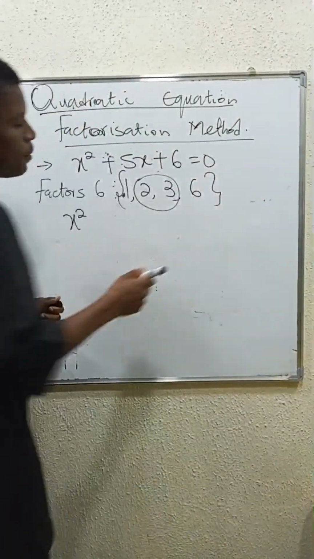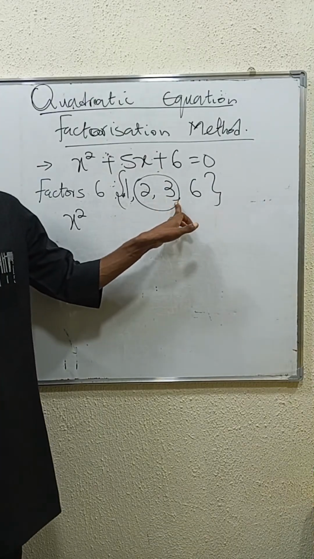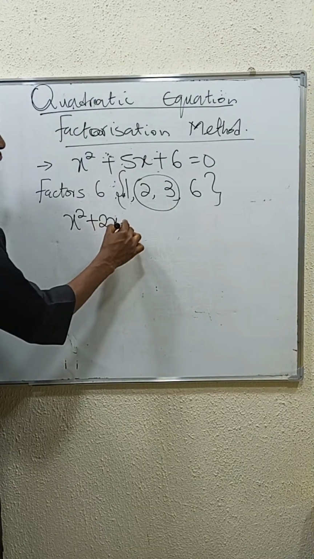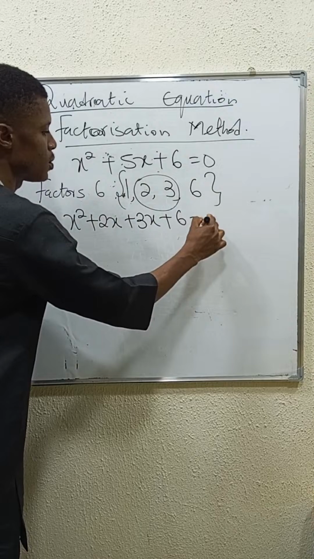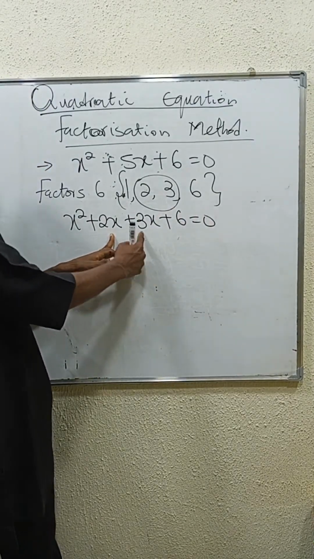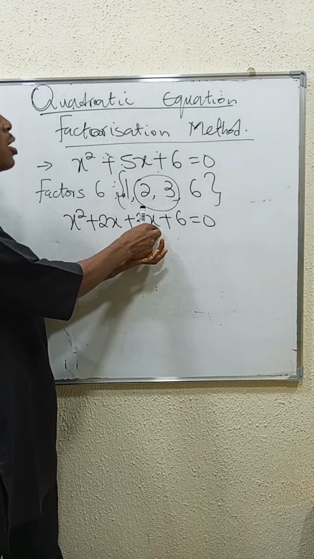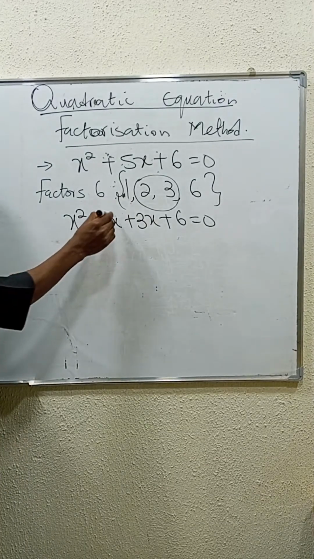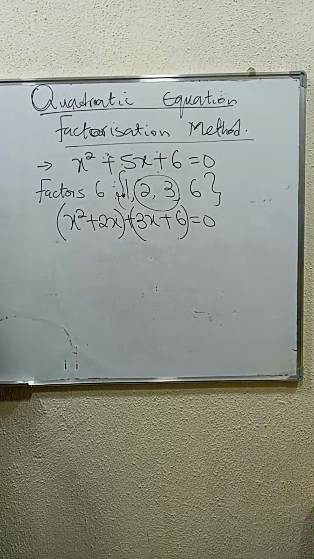I'm in Abuja. So if you have this, we are using the factors 2 and 3, right? So you can now write x squared plus 2x, then plus 3x, then plus 6 equals 0. We use the factors to expand the middle term, 5x, because 2x plus 3x is always 5x. So you can now group the first two terms and group the last two terms.